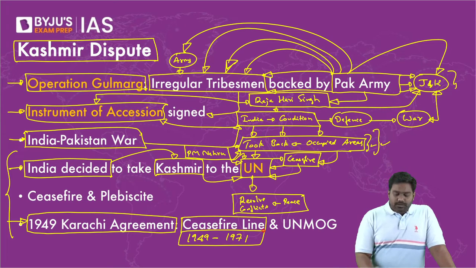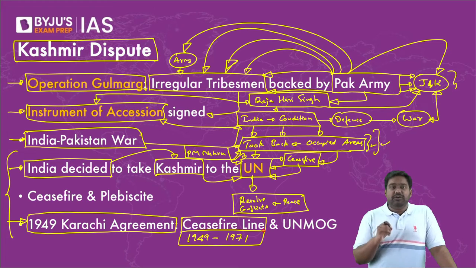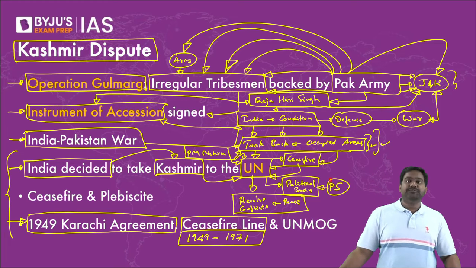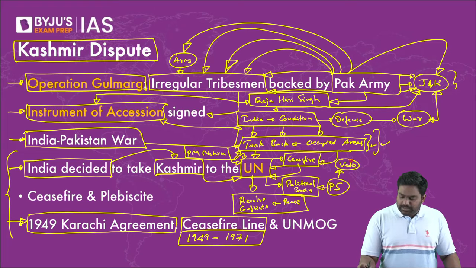Understood? Now, when we took the matter to the UN, we were hoping for a fair solution, a fair settlement. But this is where India felt betrayed. India realized that the UN was simply another political body. It was just another useless political body which had been politicized by the P5 countries, the 5 permanent members. The 5 permanent members, with their veto power, were simply using the UN to play their own geopolitics.